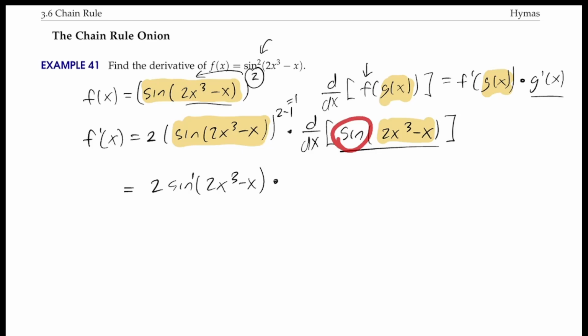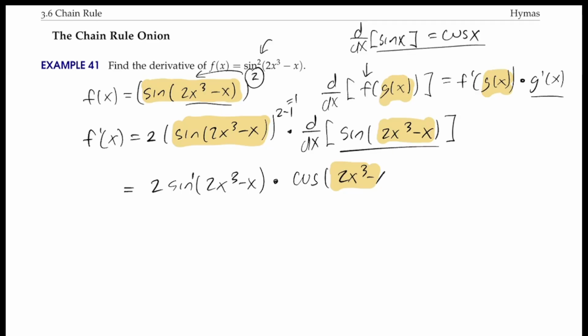So from sine, we know its derivative is going to be cosine, right? The derivative with respect to x of sine of x is cos of x. This is one of the rules that I expect y'all to know by next week. And so when you multiply this in, we're going to get cosine, and the inside is now that 2x cubed minus x, and so I'll write that same thing right here, 2x cubed minus x.